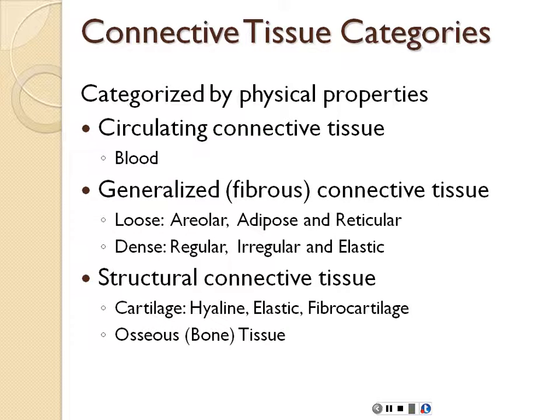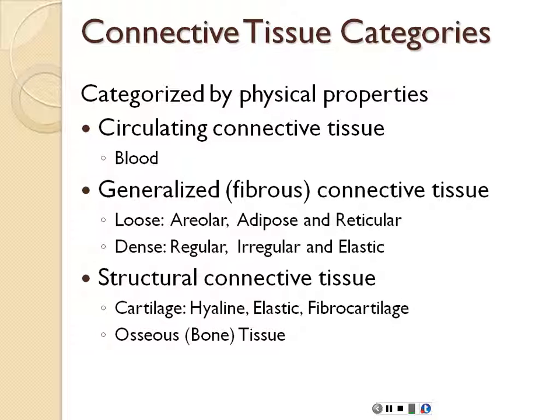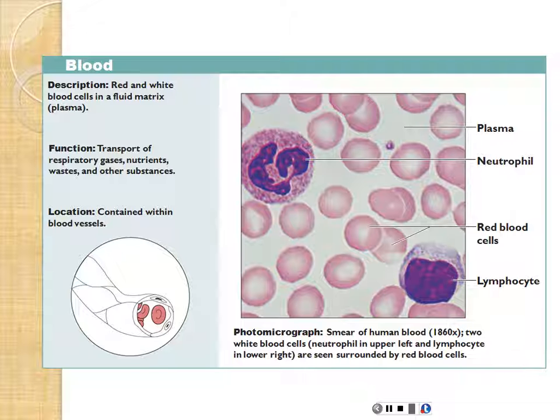And then you have adipose, areolar, and reticular. Those are referred to as loose connective tissue. And dense connective tissues are elastic and irregular. Dense regular and dense irregular. And then the structural connective tissues, cartilage and bone. And the three types of cartilage are hyaline, elastic, and fibrocartilage. And so as I go through these, I'll give you an idea of what you need to know about each.